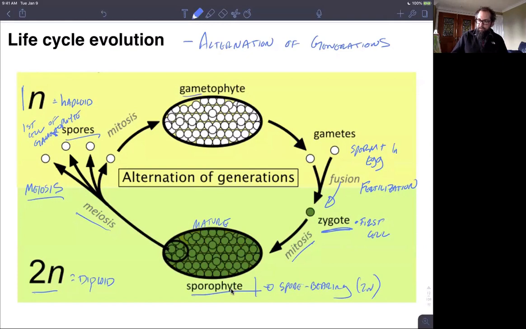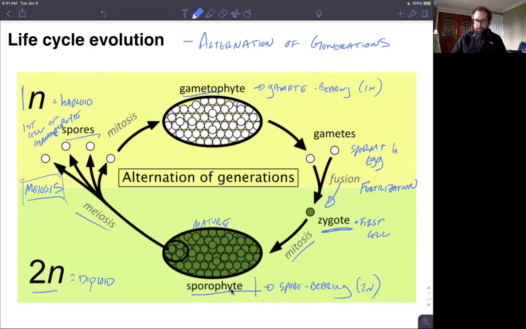And so gametophyte is what we call the haploid generation. This is the gamete-bearing generation. And this is haploid. So spores are our first cells of the gametophyte generation. And so this is a little bit different, because in most animal systems like ourselves that we're familiar with, meiosis actually results in the formation of gametes. That's not the case here. Here, meiosis actually results in the formation of spores.